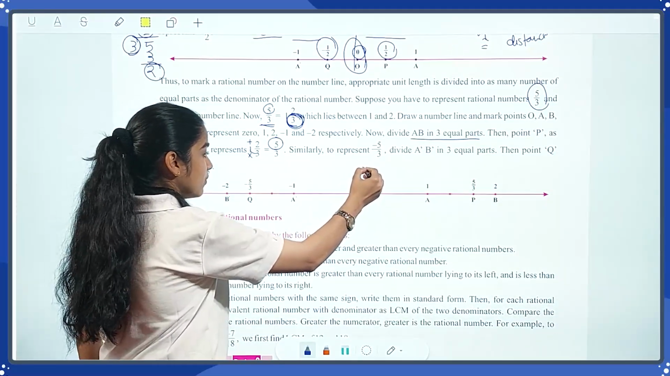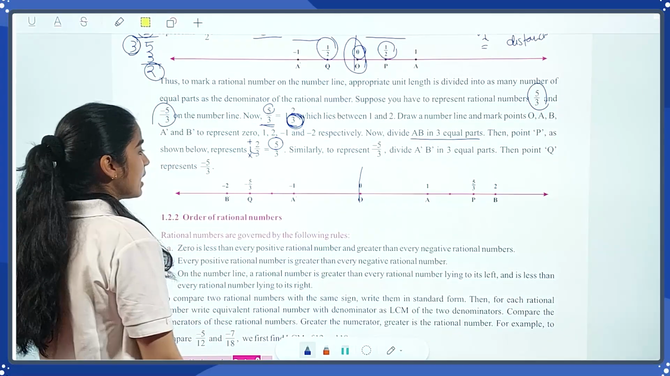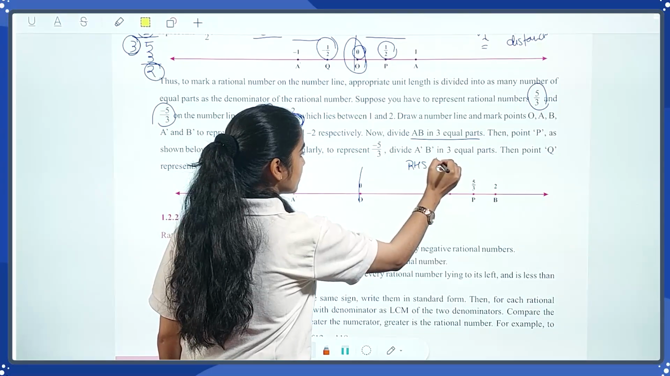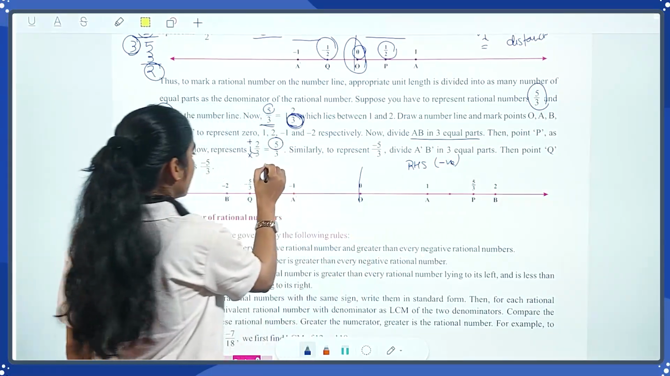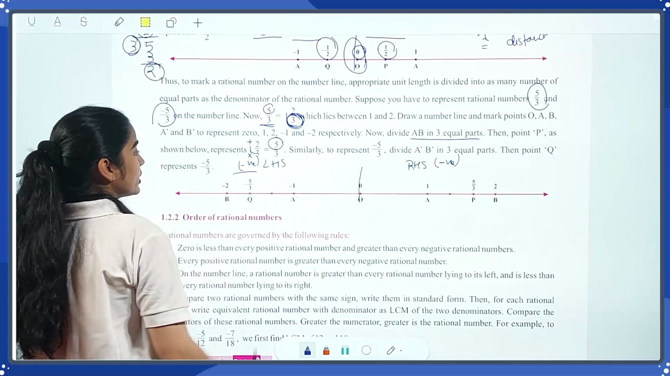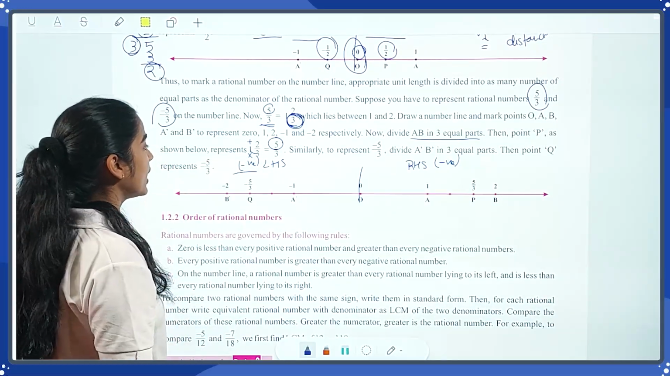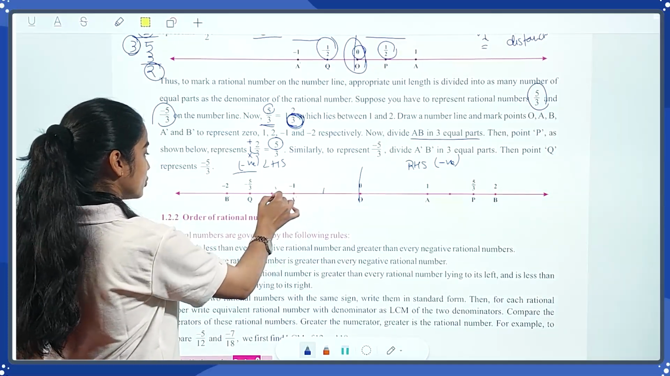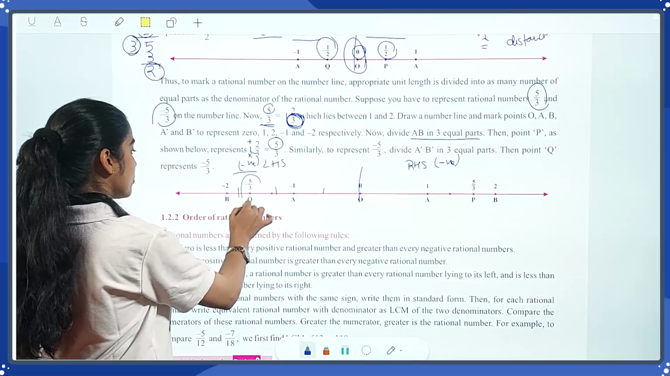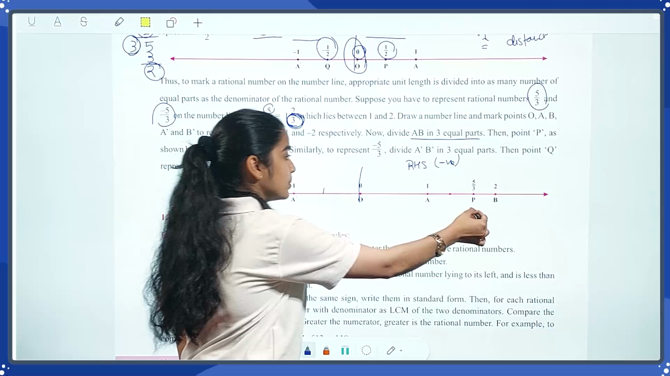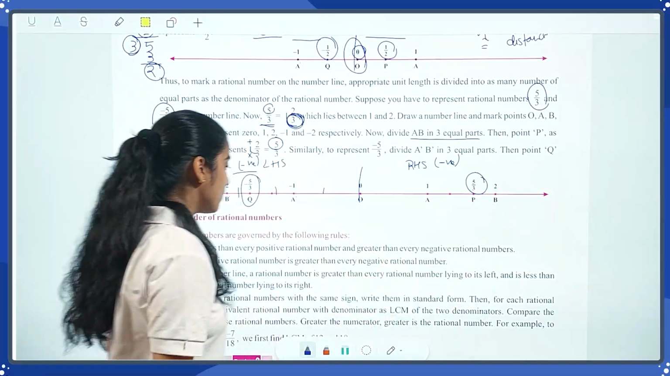First, divided with the help of 0, in the middle. Now on the right hand side, you have positive numbers. On the left hand side, you have negative numbers. Now you already understood how you have to divide your number line. So you divide into 3 equal parts, 1, 2, 3. And here is your Q, which is minus 5 by 3. And there is your P, which is 5 by 3 in positive.